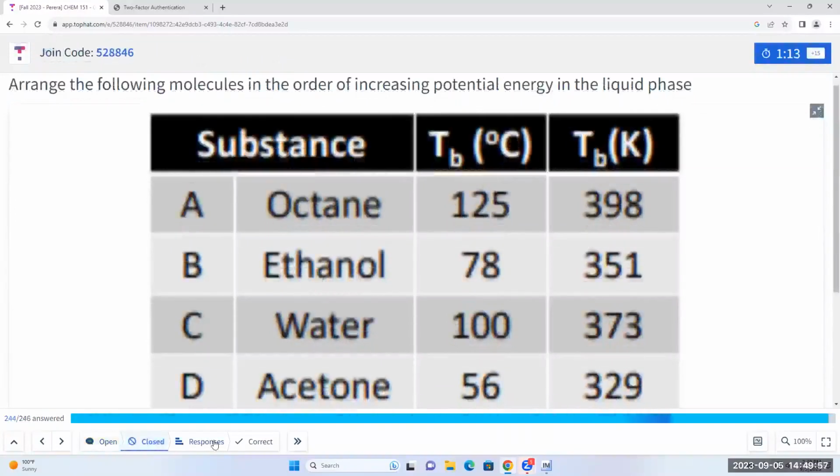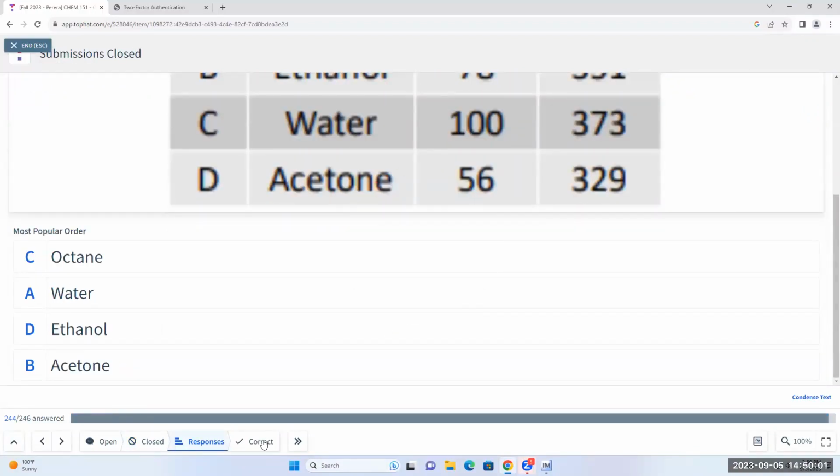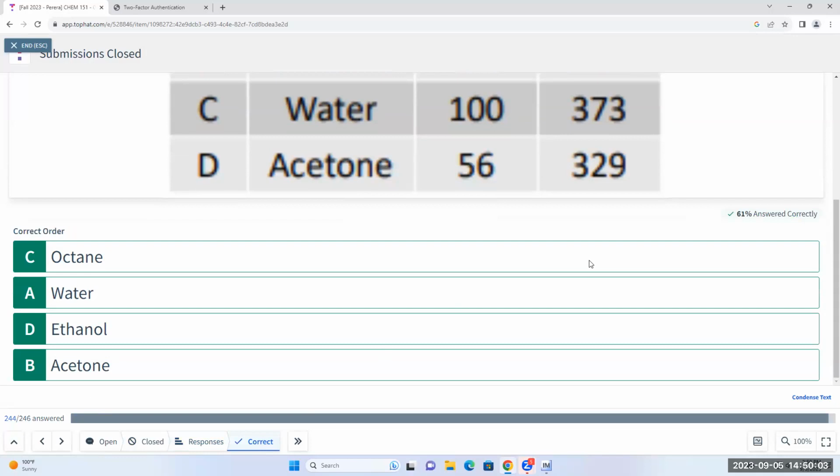Here we go. And here are our responses. The most popular response is this, and that's the correct answer as well. 61%. All right. I know that some of us still flipped it. No matter what I do, we tend to flip it sometimes. Anyway, what questions, concerns, comments do we have at the moment?